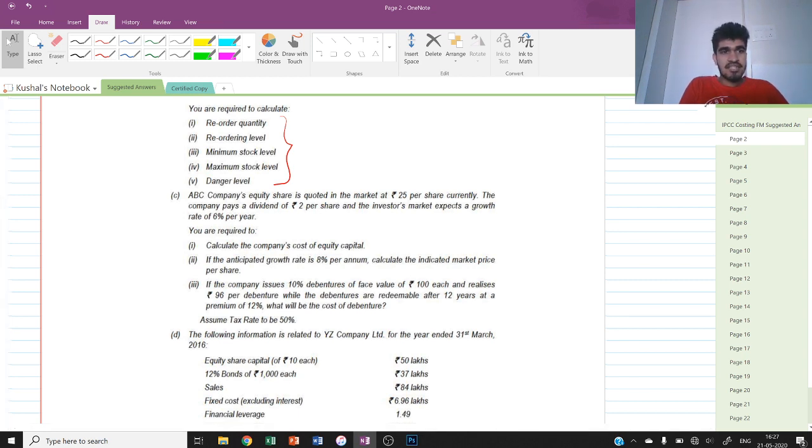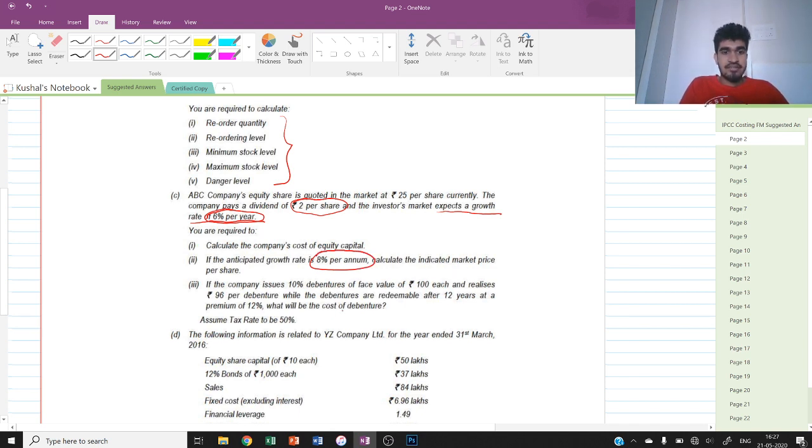The company pays a dividend of rupees 2 per share and the investors market expects a growth rate of 6% per year. Okay, remember, now here they have told that investors market expects a growth rate of 6% per year. Here I made a mistake. You are required to compute the company's cost of equity capital. If the growth rate is 8% per annum, calculate the indicated market price per share.